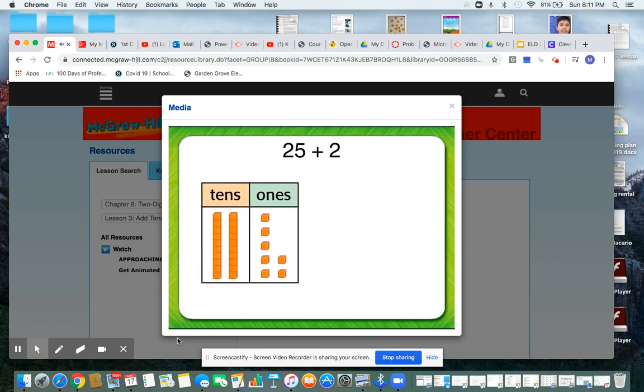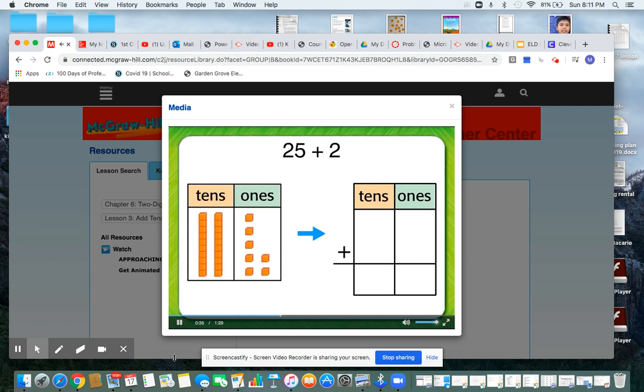We can also show 25 plus 2 on the tens ones chart using numbers. 25 is 2 tens and 5 ones. 2 is 2 ones. Next, add the ones. 2 ones plus 5 ones equals 7 ones. There are 7 ones in all.